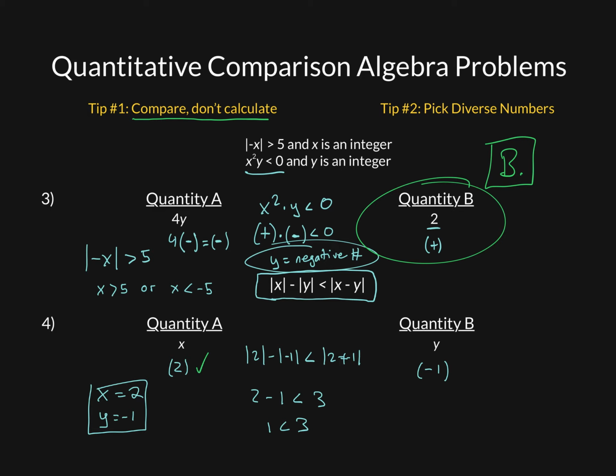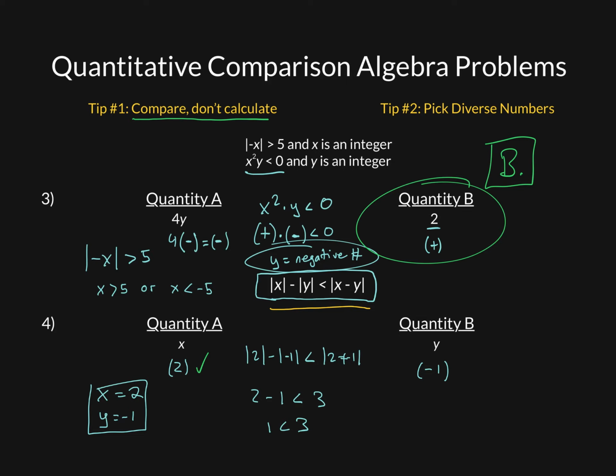Now our goal is to strategically try to pick numbers to see if there's any way that the two quantities are either equal or if y is bigger, if there's anything that we can plug in. Well, we plugged in a positive value for x. Is there any way we can plug in a negative value? Because the whole key thing is to be able to have the absolute value of x minus the absolute value of y be less than the absolute value of x minus y.